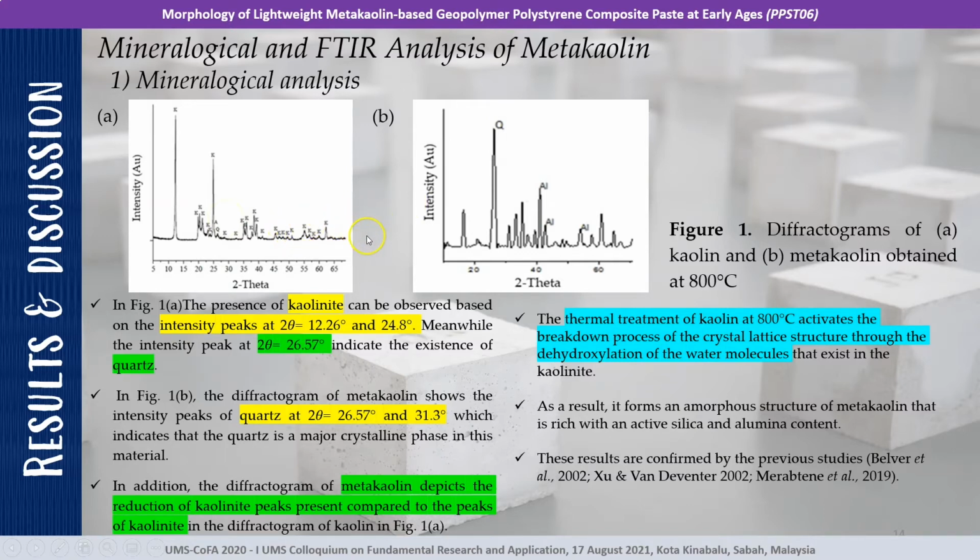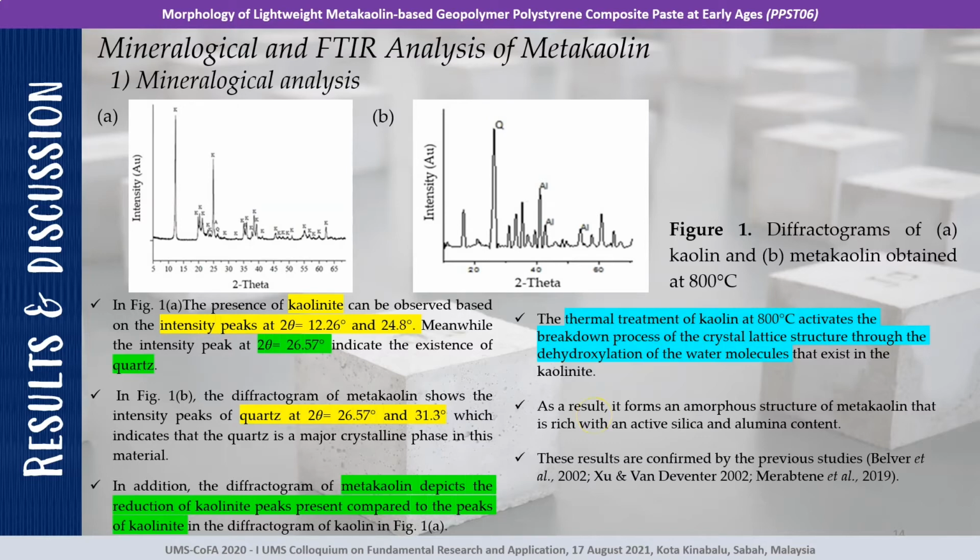In Figure 1b, the diffractogram of metakaolin shows the intensity peaks of quartz at 2 theta 26.57 and 31.3, which indicate that quartz is the major crystalline phase in this material. In addition, the diffractogram of metakaolin depicts a reduction of kaolinite peaks compared to the kaolinite peaks in the diffractogram of kaolin in Figure 1a. It shows that the thermal treatment of kaolin at 800 degrees Celsius activates the breakdown of the crystal lattice structure through the dehydroxylation of the water molecules that exist in the kaolin.